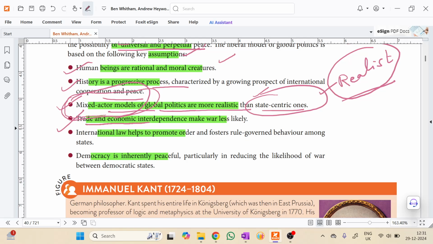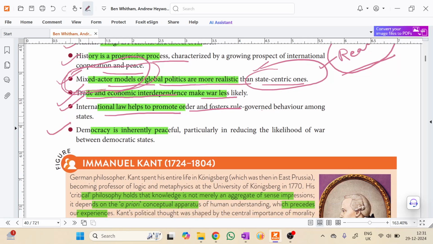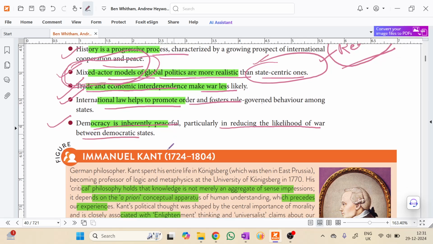And they believe that trade and economic interdependence will make war less likely. Then international law, they believe, is to promote order and foster good behavior among states. Then they also believe in the peaceful nature of democracy, which according to them is inherently peaceful, particularly in reducing the likelihood of war between democratic states.